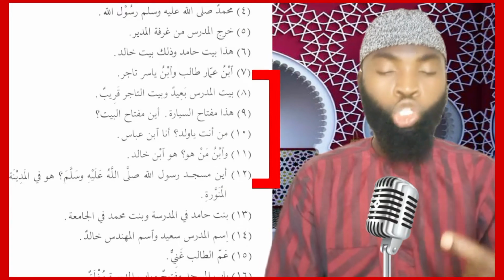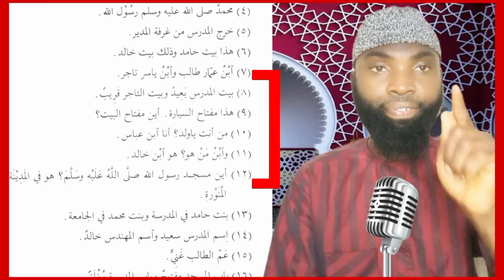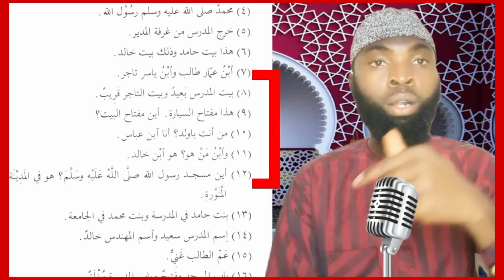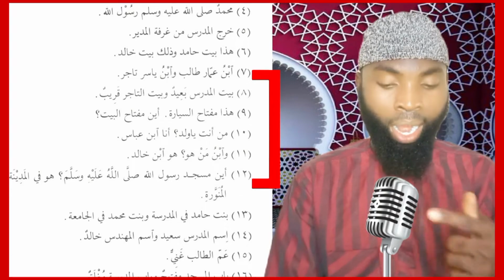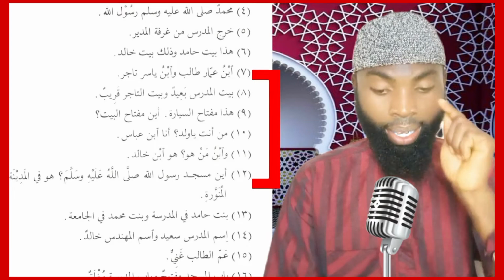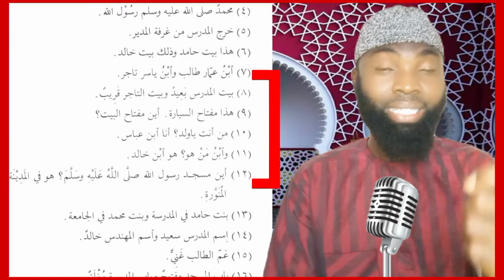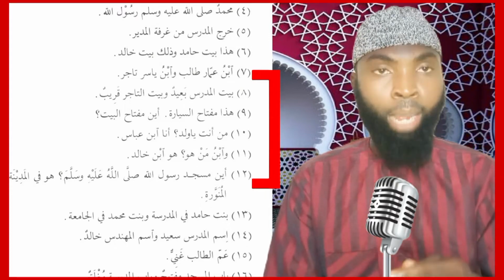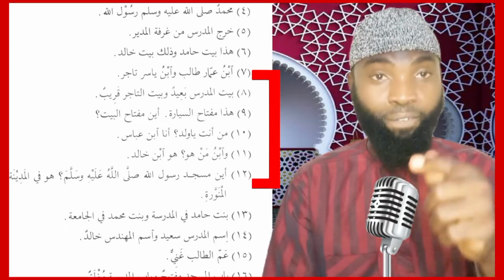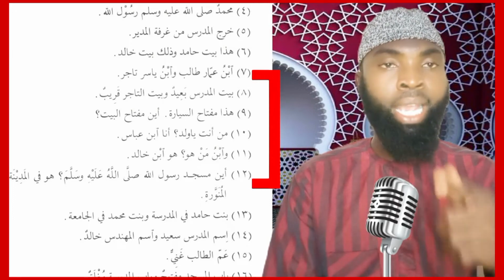Number 8, we have Baytul Mudarrisi Ba'idun. The teacher's house is far. Wa Baytu Tajiri, and the trader's house Qaribun is near. Number 9, Hadha Miftahu Sayyarati. This is the car key. Don't say car's key. No, this is the car key, meaning this key belongs to the car. Aina Miftahul Bayti. Where is the house key? Miftahul Bayti. Number 10, Man anta ya waladu.